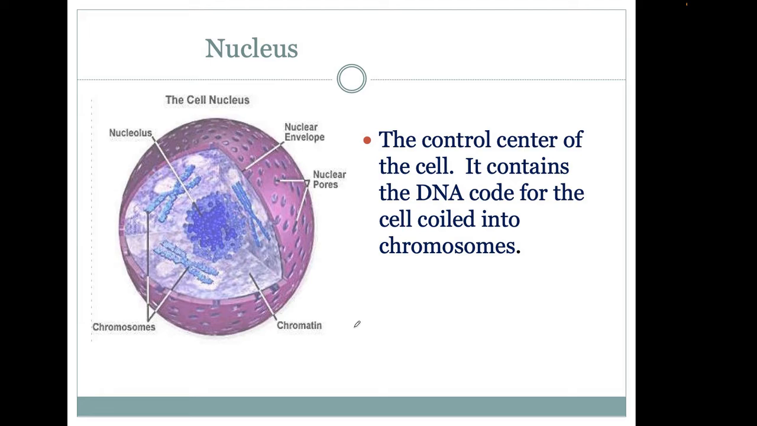We can see in the nucleus, the nucleolus is present, and chromosomes, chromatids, and nuclear pores are all present. This is the nucleolus. This one is the chromosomes. This is the nuclear envelope. The nuclear envelope is absent in prokaryotic cells. We can see nuclear pores are also present. This is the chromatin.